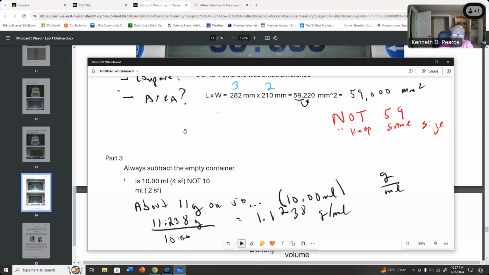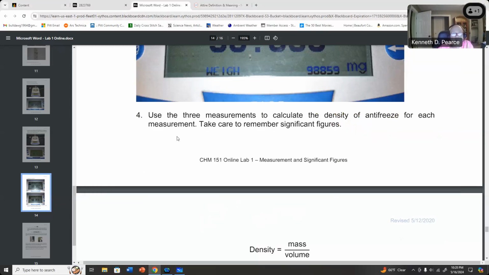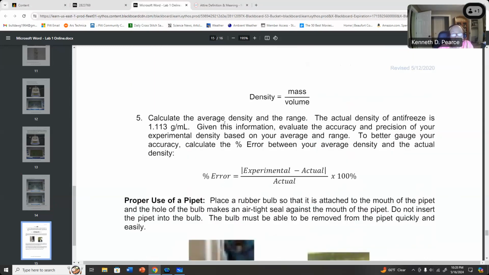You should not be very far off from the true density of antifreeze, which is 1 point something or another. It's in the text. Always subtract off the empty container. And so we take a look up here. We have density over volume, and you see the actual density is 1.113. If you get 11.13, it means you didn't divide by 10. If you get just 11 or just 1.1, you didn't use 4 sig figs. In other words, you did 10 milliliters instead of 10.00 milliliters, which is 4 sig figs. So your answer should be 4.